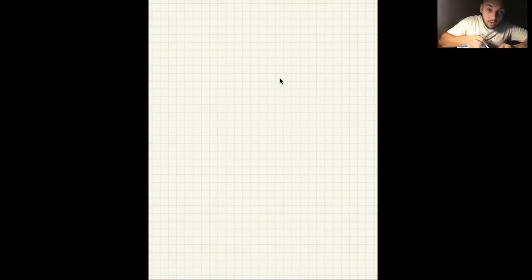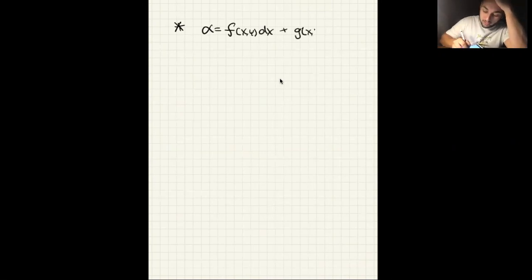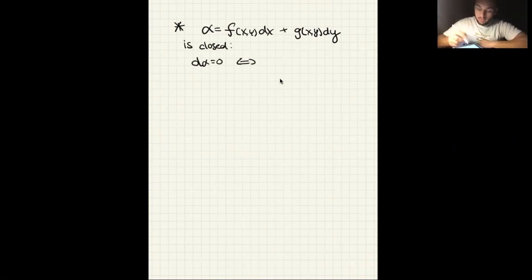So what we have, I'm going to say alpha is f(x,y) dx plus g(x,y) dy is closed. Recall that this just means d alpha is 0. And that turns out to be the statement that partial f, partial x, nope. This is what happens when you try to do it from memory. So you want to hit it with the y. So f_y is partial g partial x.